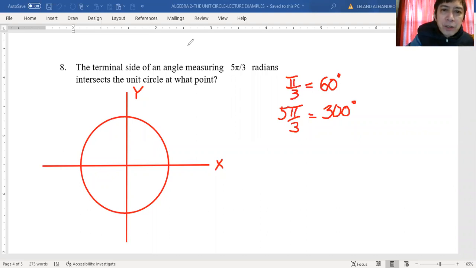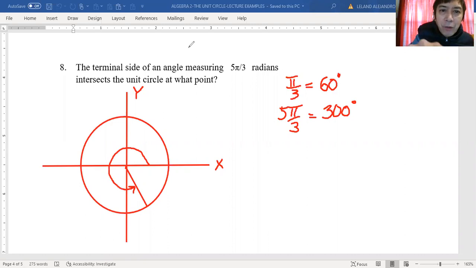So where is this? It will be the additional 30 after 270, so it will be like this. There. So this is the angle theta from the standard position, like that. And this is actually 300 degrees. So we're after what point?